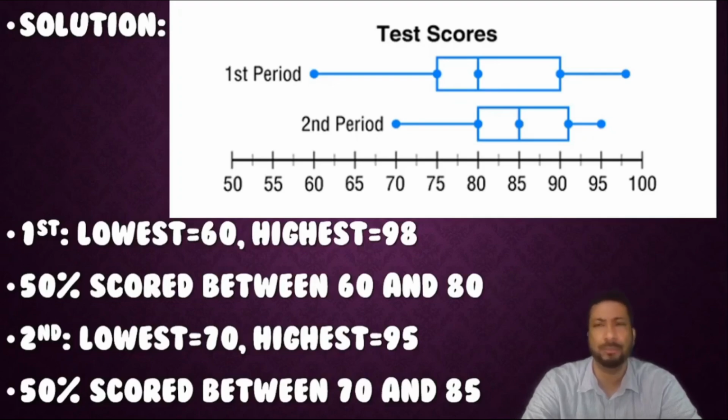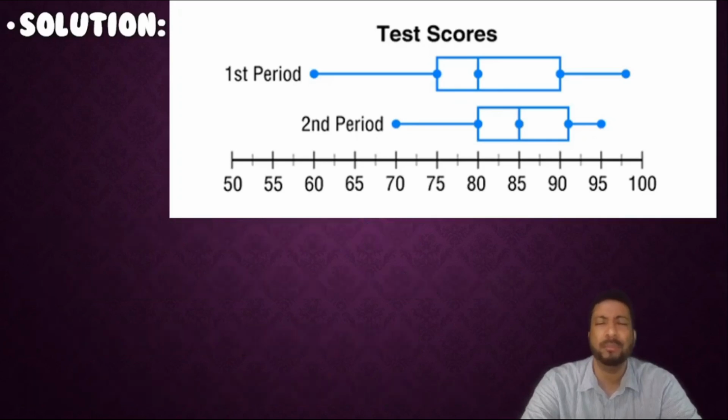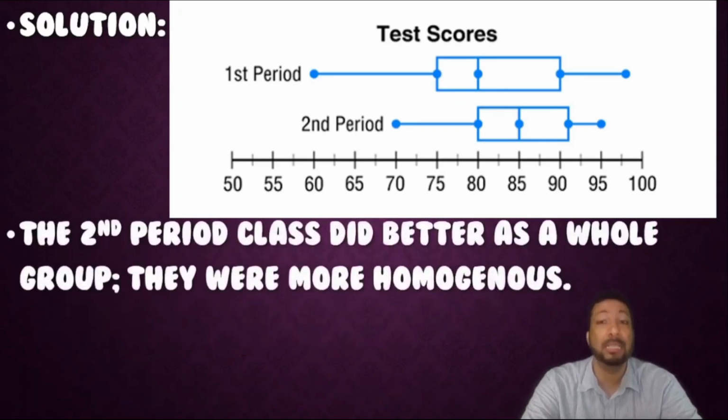That's their range. If we look at it, we can safely say that the second period class did better as a whole group, right? They acted more homogeneously, as we would say. As a group, they were more cohesive. The first period class didn't have somebody who scored better than everybody else in the second period class, but they also had much more that scored way less than even the worst person in the second period class. Therefore, the second period class did better as a group.